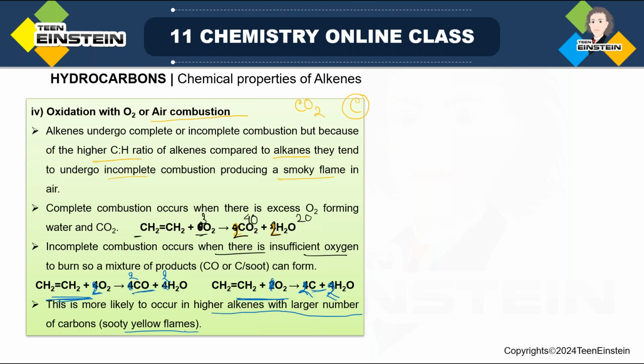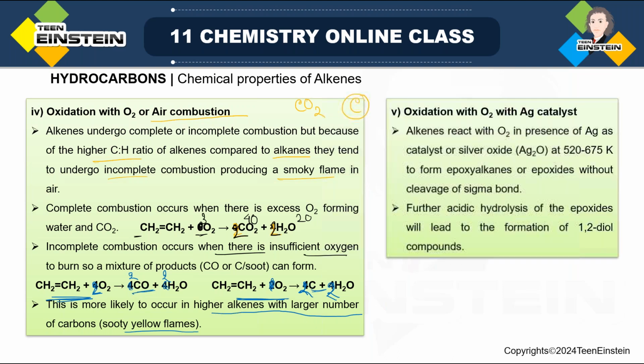So this is number 4, oxidation under oxygen. This is number 4 reaction. Now come to number 5, which is oxidation with oxygen, but there is some silver catalyst. It is not that we are using oxygen directly. There is some catalyst. In the presence of silver catalyst, or it may be Ag2O, so either you take Ag2O directly or you can take a mixture of this. This is the temperature. There will be formation of epoxy alkane or epoxide.